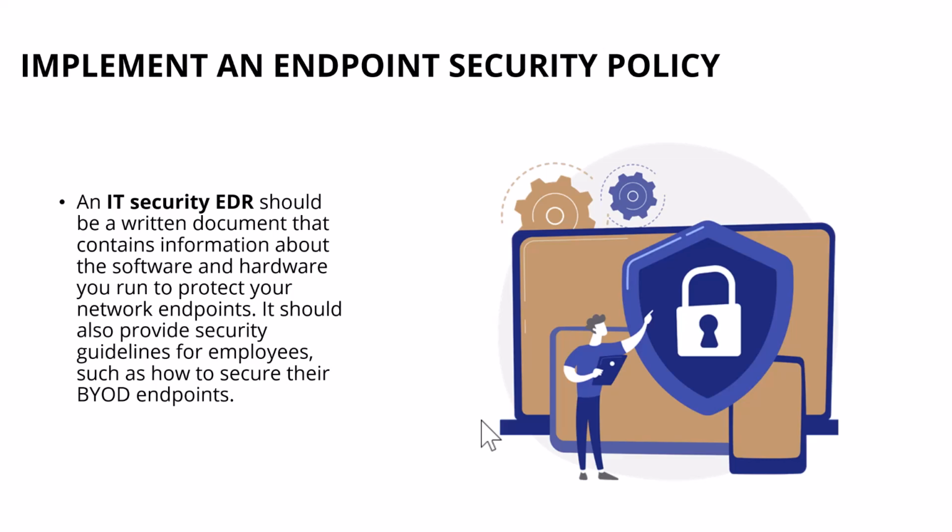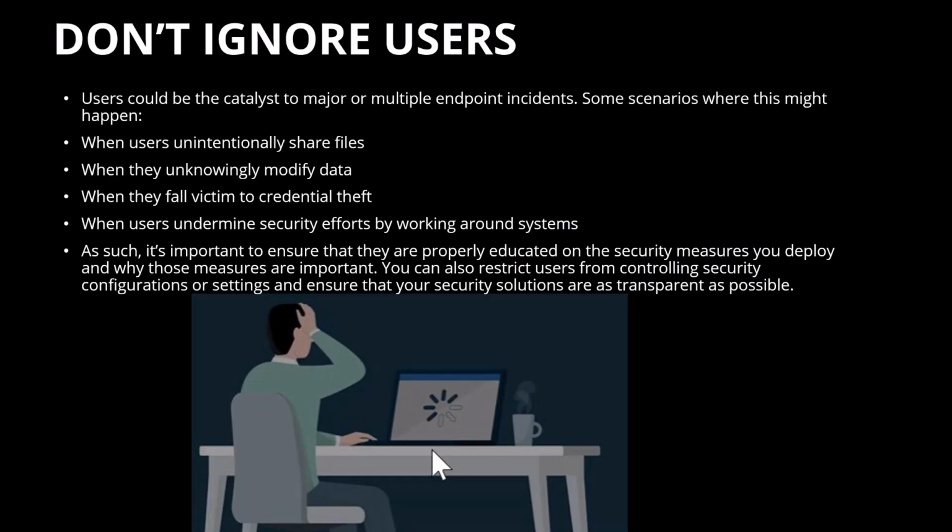What else? You implement an IT security policy. An IT security policy should be a written document that contains information about the software and hardware you run to protect your network endpoints. It should also provide security guidelines for your employees, such as how to secure your BYOD devices. With all this, of course, you have to keep your end users in mind and continue training your end users, because as we also spoke earlier, end users are still one of the biggest attack vectors.